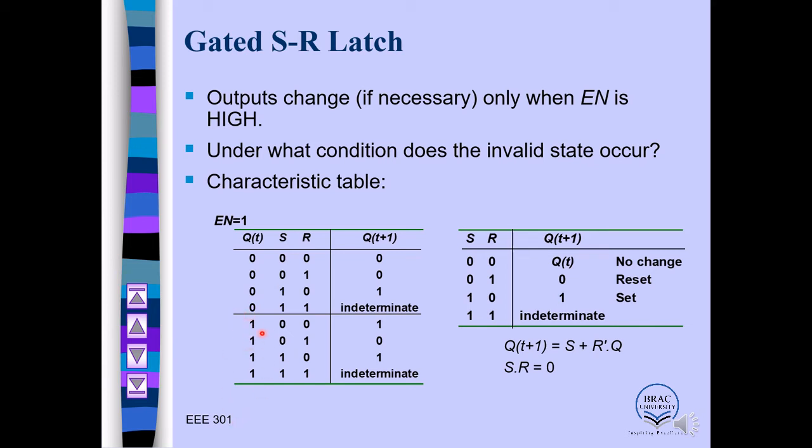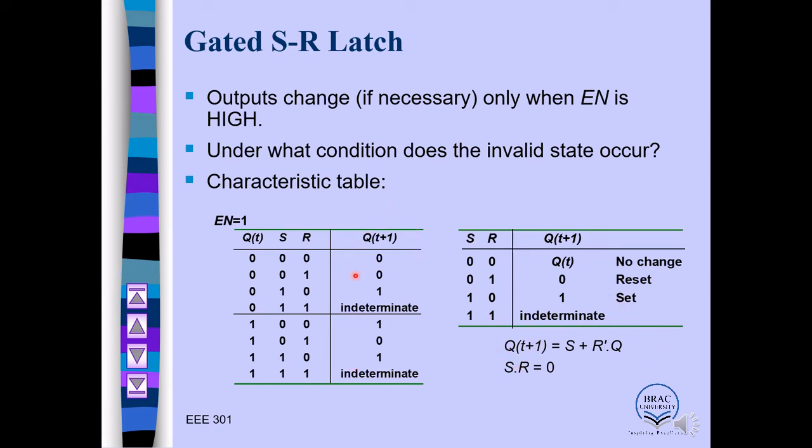For the second portion, if your present state is 1, in that case, if your SR is 0, 0, 0 means no change. Previously you had 1, so that will continue as 1. 0, 1 means reset, so reset to 0. 1, 0 means set, so set to 1. Then 1, 1 is the intermediate state. So this is your characteristics equation.